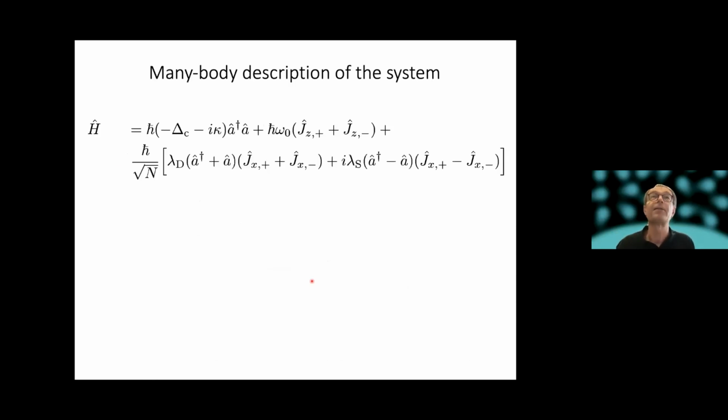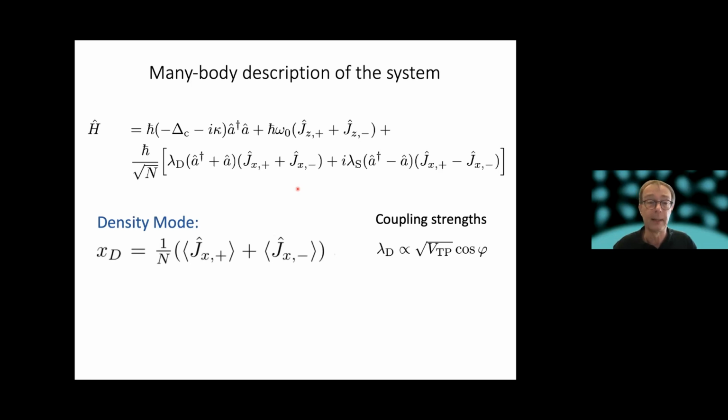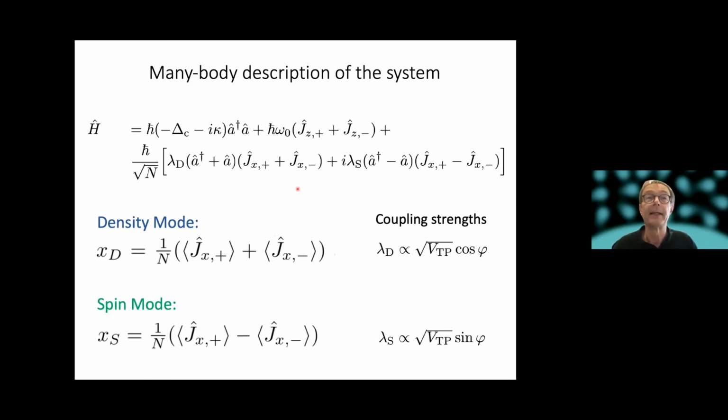And in the slides you will find this Hamiltonian, since the time is passing quickly, I will not go through it. The basic point is you have a coupling to the density mode and the spin mode, and one time the coupling is the one quadrature of the light field and the other time the other quadrature of the light field, with plus and minus the two spin indices. And you have the density mode as an order parameter, or the spin mode as an order parameter.